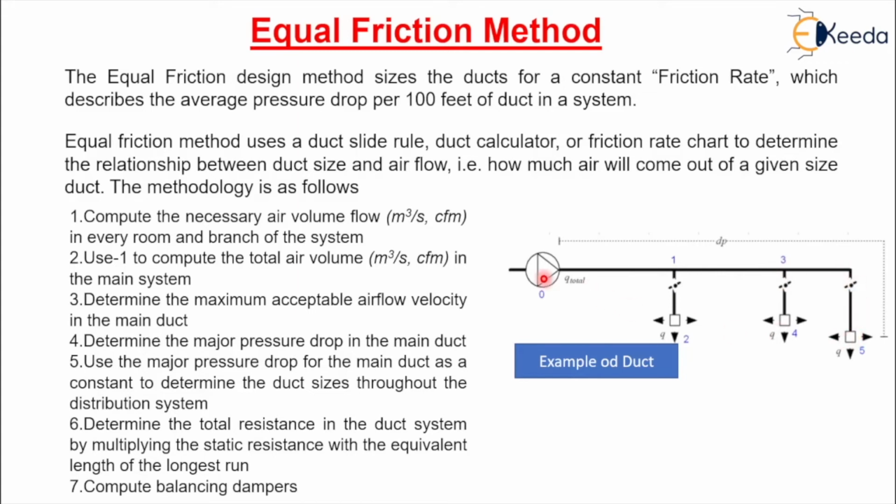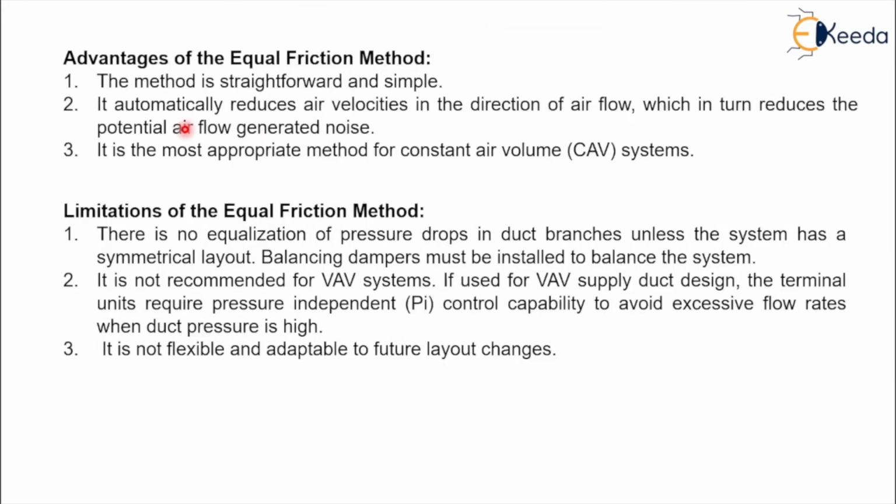That means as the air is flowing, the volume flow rate of air is decreasing. In the last duct you will get the least air volume flow rate. So it automatically reduces the air velocity in the direction of air flow. Now velocity will change because you have selected the diameter of the duct already.